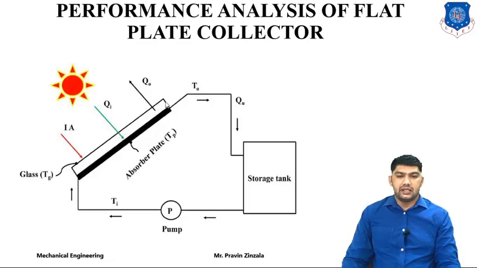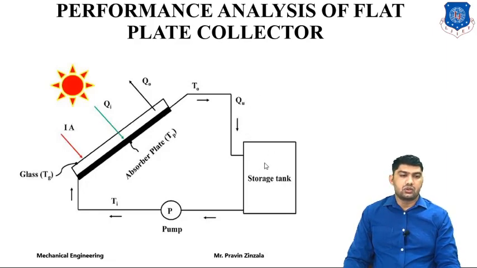This is our flat plate collector. IA means incident solar radiation. Whenever the solar radiation strikes our collector, it will absorb the radiation and transmit heat to the fluid passing through it. Some amount will also be reflected due to the properties or reflectivity of some materials. Whenever we supply cold water from the bottom side, it will be transmitted to our storage tank. The inlet temperature is Ti and the outlet temperature is To, and the total heat gained by the water, or heat collected by the water, is Qu.